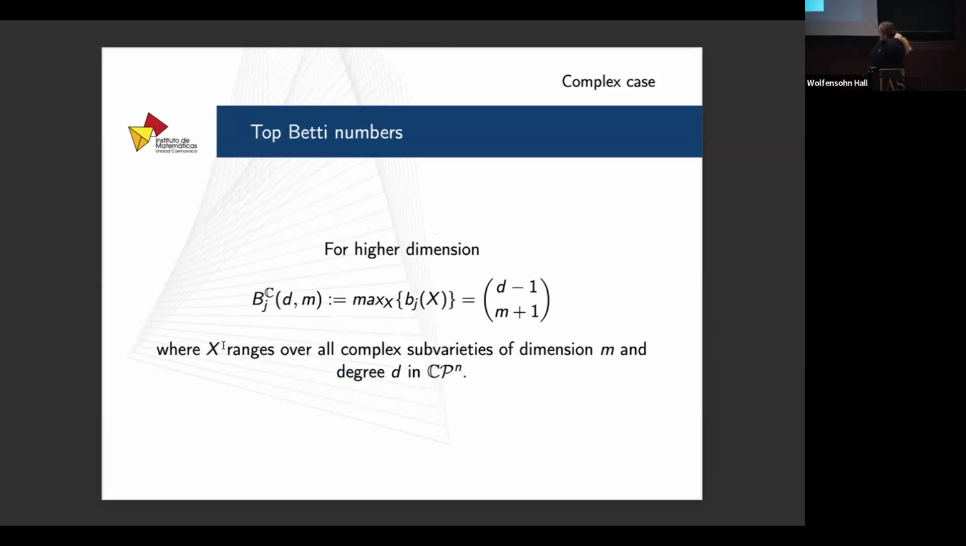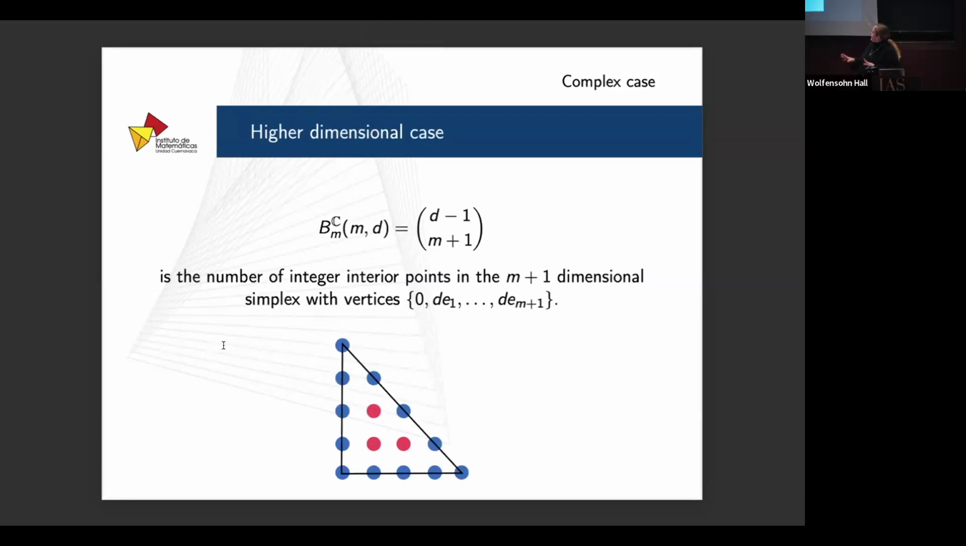And for higher dimension, sorry, it is exactly the same. We have this number, which again we can see as the number of interior points of the n+1 dimensional simplex with vertices in the origin and d times the standard basis. Then these are the bounds. They are sharp and don't depend on the codimension.